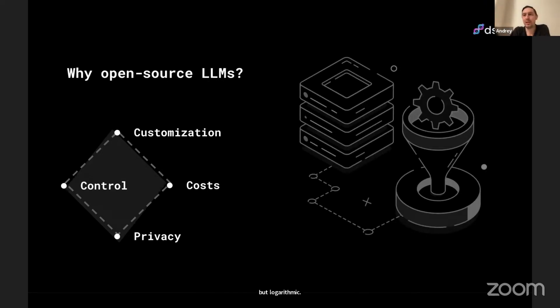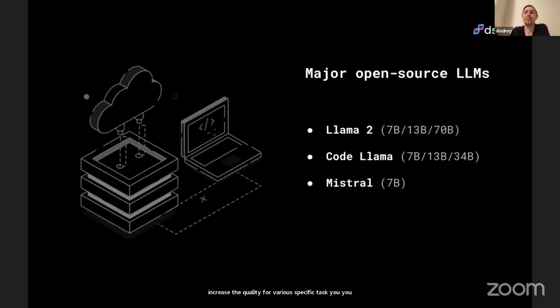And of course, you can reduce costs significantly by using a smaller model and fine-tuning it. On one hand, you are using the smaller model and pay less money. On the other hand, you can fine-tune the model to increase the quality for the very specific task you need your LLM for.